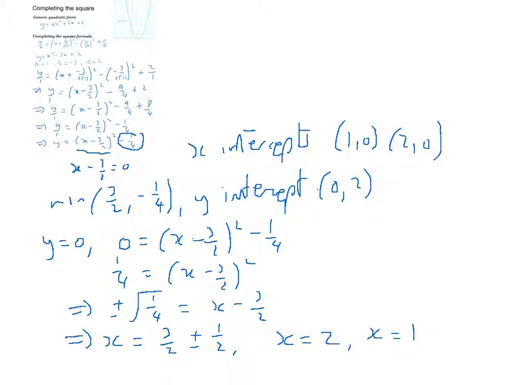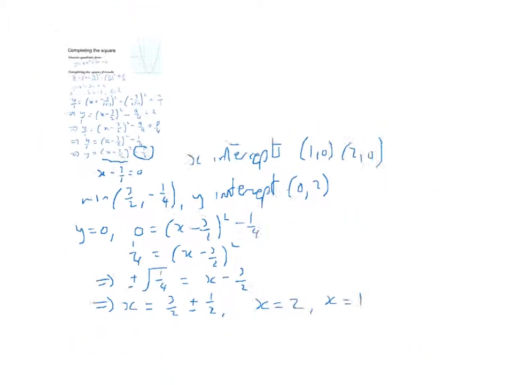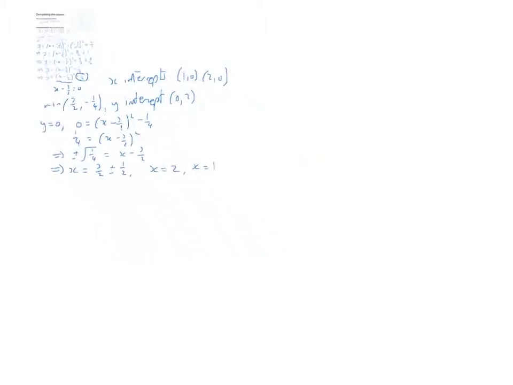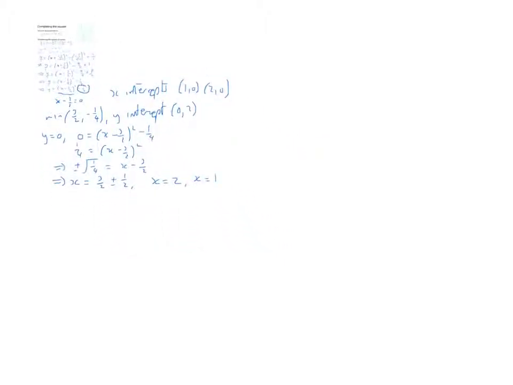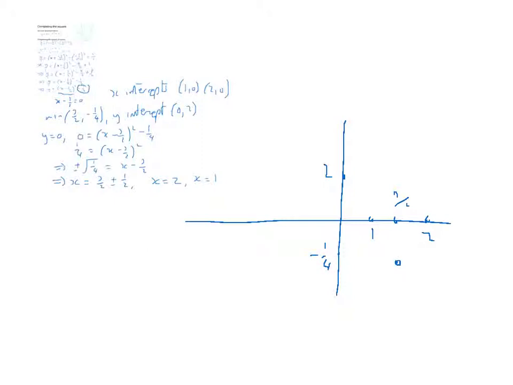So with this information, I can now draw my graph accurately. Let's take a set of axes, like this. The graph crosses the x-axis at 1 and 2. It crosses the y-axis at 2. It has a minimum at the coordinates (3 over 2, minus a quarter). So let's put a point there, and let's label it 3 over 2, minus a quarter.